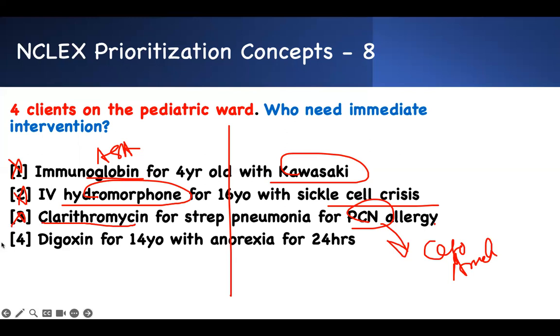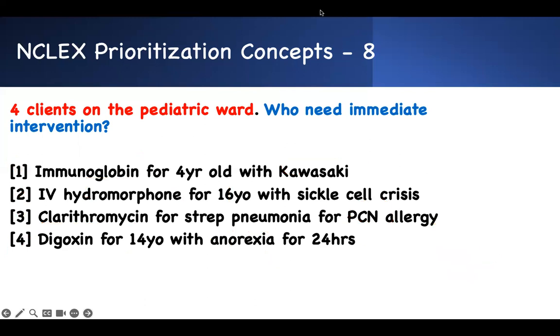Digoxin for a 14-year-old with anorexia for 24 hours. The same thing, test taking skills. 1, 2, 3 are eliminated. I've got to pick 4. Even if I don't understand, pick it. With digoxin, one of the number 1 symptoms is GI symptoms. If the kid is not trying to eat for 24 hours, that tells you it's becoming toxic. So that's GI symptoms right there. Pick it.